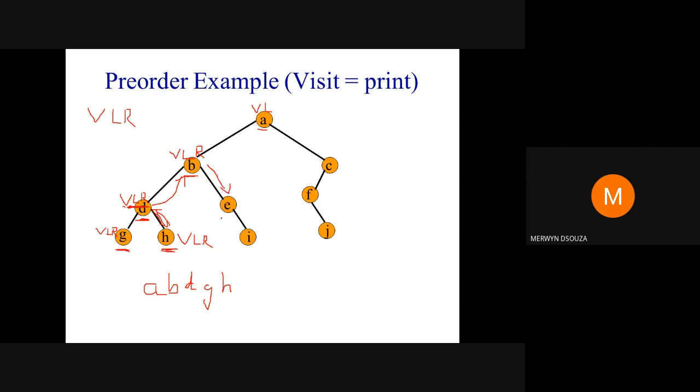Okay. When you go right, you reach a new node. So again you say visit. So you will write here E. Then you will try to go left. Can you go left? No, you cannot go left. Okay. Therefore, you will try to go right. Can you go right? Yes, you can go right. Okay. So when you go right, you will get one new node here, I. So again for that you will say visit. You will get here I.